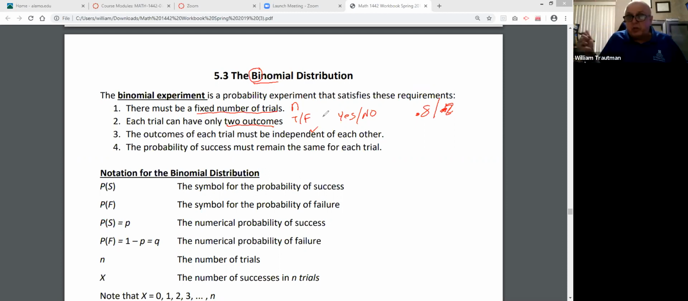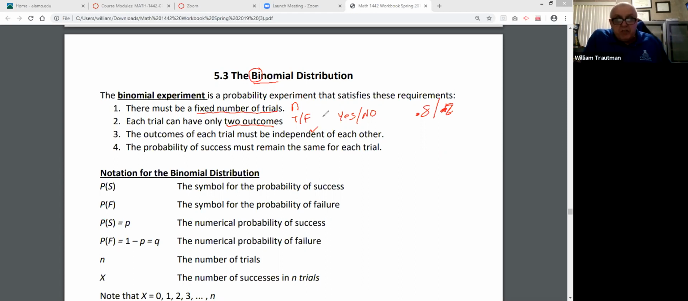Like when you roll a dice and you get a 4, because you got a 4 the first time doesn't mean it's going to be anything different on the second roll. The second roll, you could still get 1, 2, 3, 4, 5, 6. It doesn't matter. The previous roll doesn't affect the next roll.